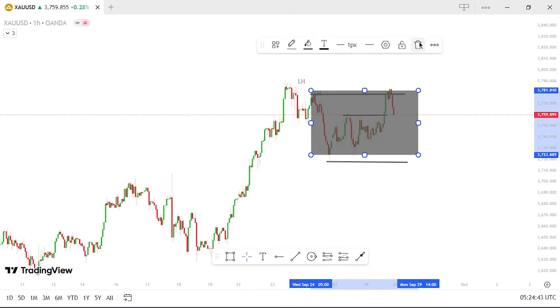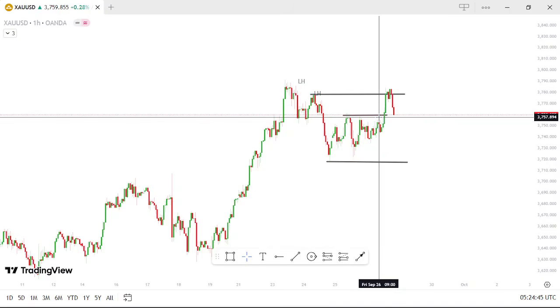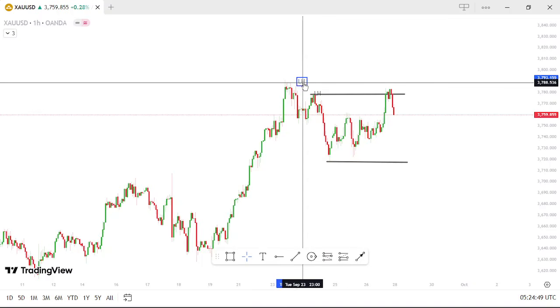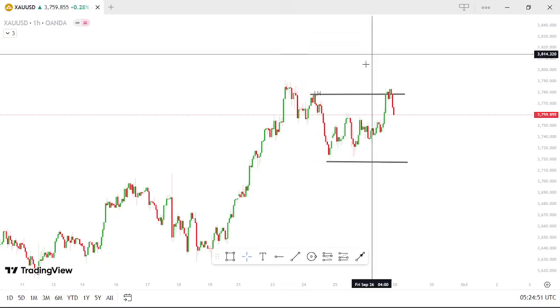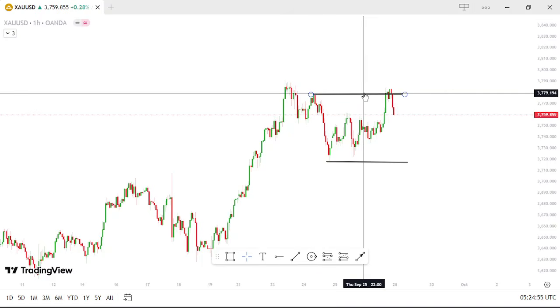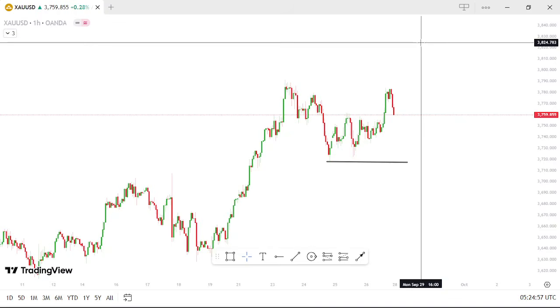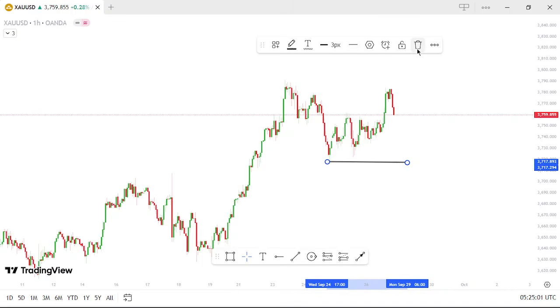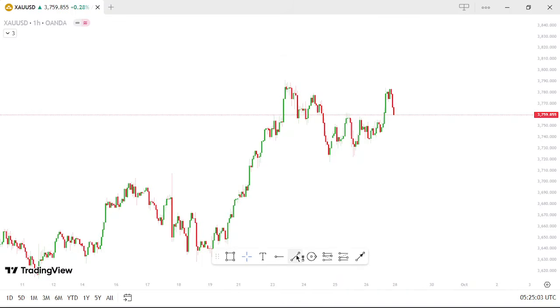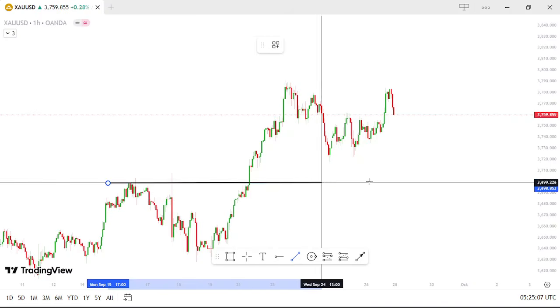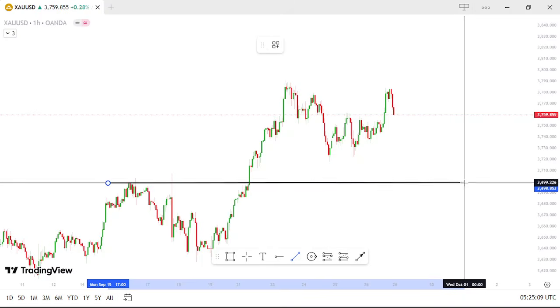So back to the main topic of how I mark up my chart and how I find entries. In marking up your chart, you want to first of all understand that the reason why you're marking up your chart is just to know what is happening in the market. It is not to find entries, it is to know what is happening in the market. That's what you need to have in mind while marking up your chart. I'm trying to understand what is going on.